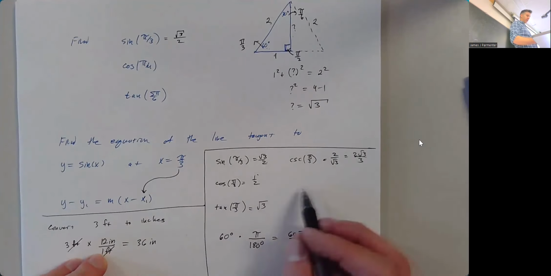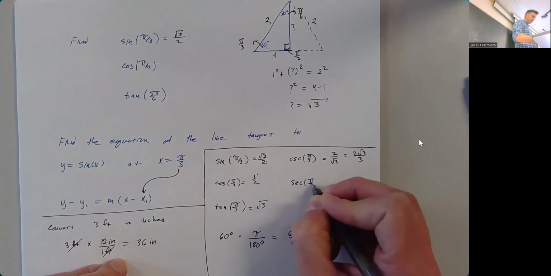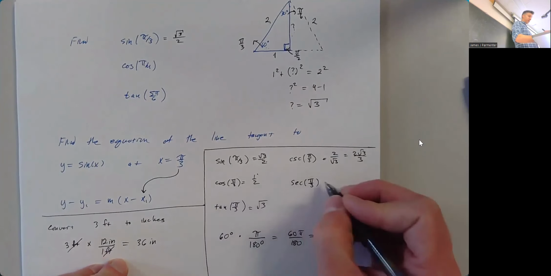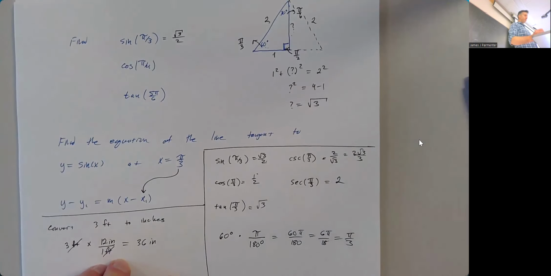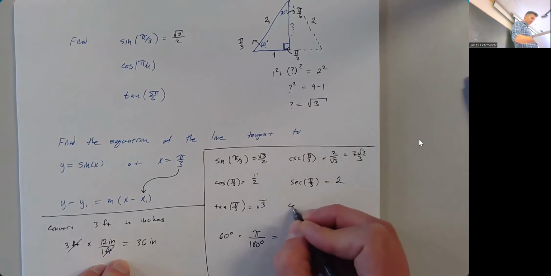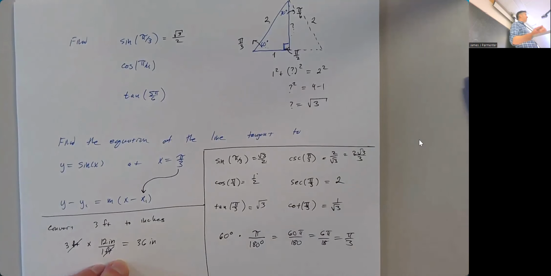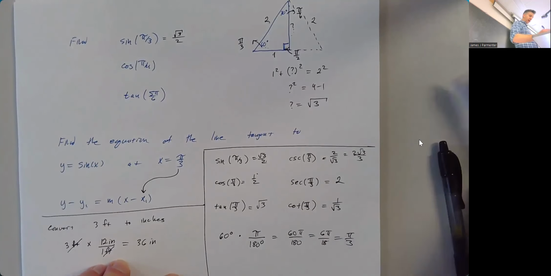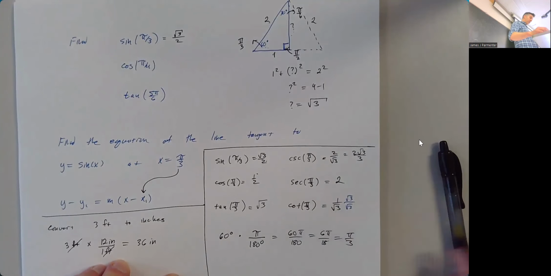To finish off this little part here, secant of pi over 3 is just the reciprocal of cosine of pi over 3. So I'm just going to flip this fraction over and get 2 over 1, which is just 2. Similarly, cotangent of pi over 3 is the reciprocal of root 3, which is 1 over root 3. And then we would rationalize that as well. Multiply by root 3 over root 3 and get root 3 divided by 3.